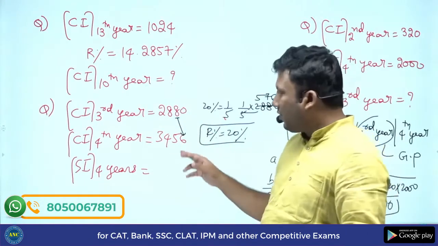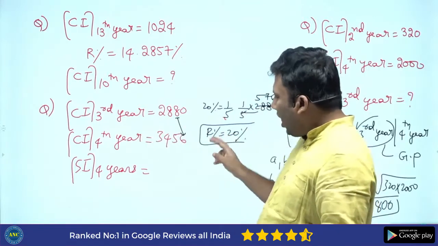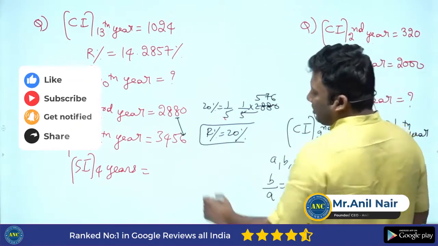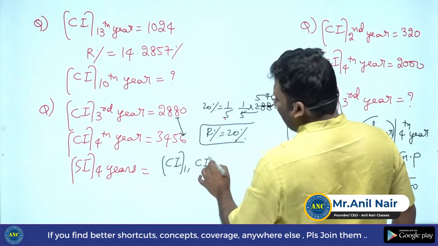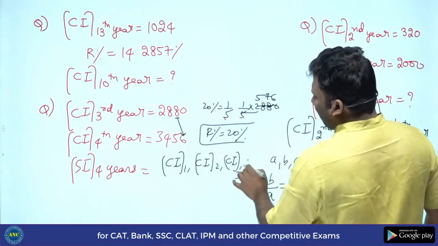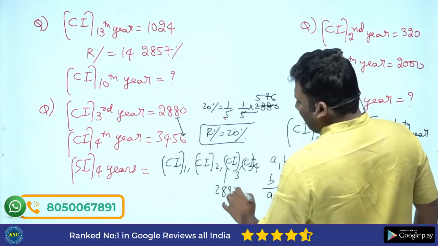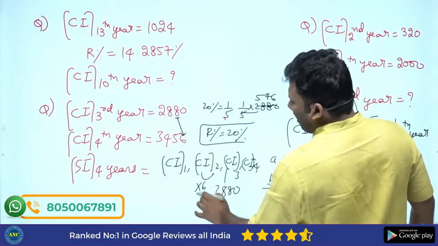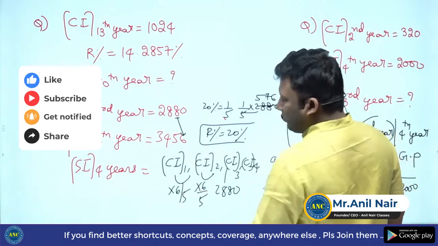All that we don't require. We have already done the rightmost non-zero digit. The R percentage is 20%. So these were CI for 1, CI for 2, CI for 3, and CI for 4. CI for 3 is 2880. So the scaling factor will be 6 by 5.